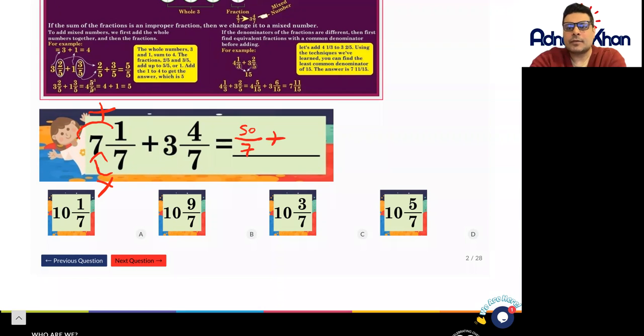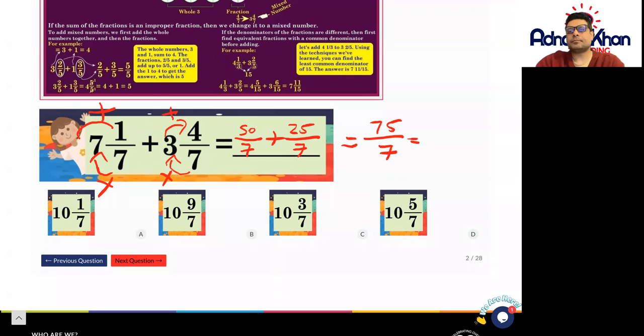Let's do the same thing here. 7 multiplied by 3 is 21. And then add the top number. 21 add 4 is 25. So 25 over 7, and the denominator stays the same. Let's add these across now. 50 add 25 is 75 over 7.